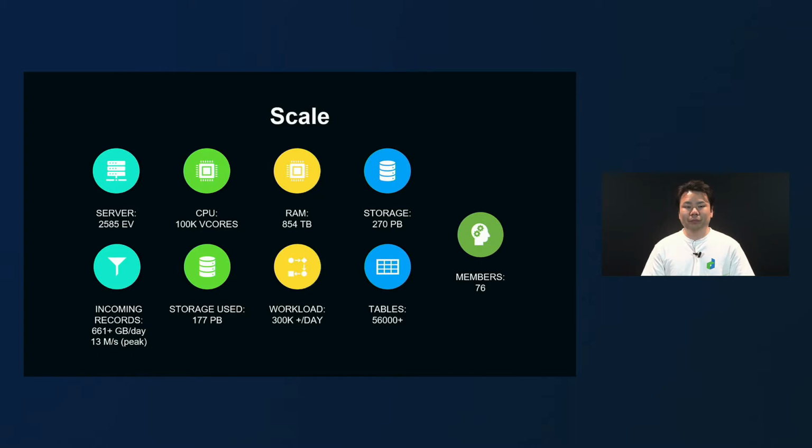This slide shows you the resource scale. This includes Hadoop and other tools. For example, we have over 300,000 workloads per day and more than 56,000 tables. As you can see, this is a significantly large platform.